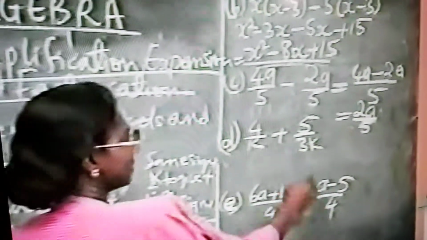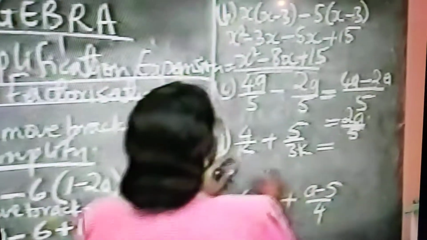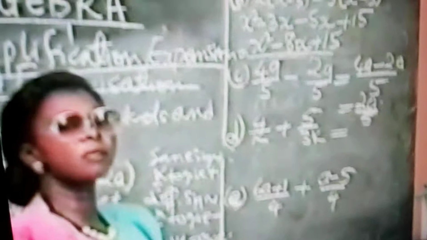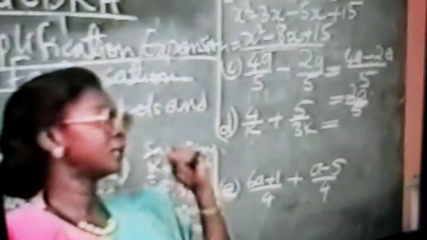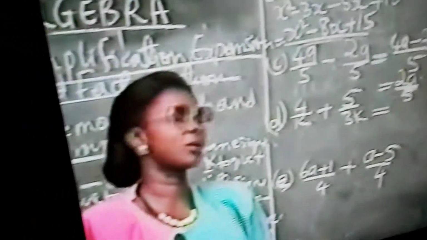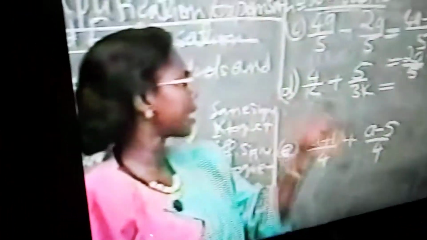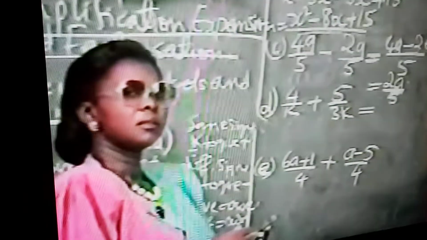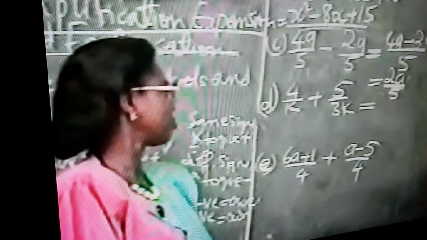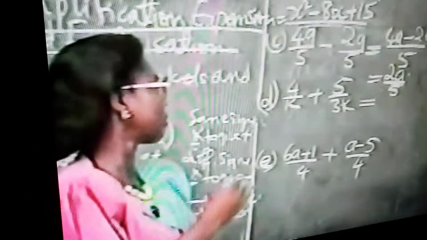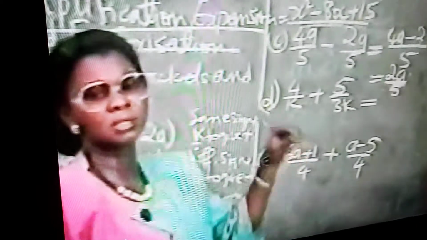Here, the LCM is a bit different because we have k and 3k. So what's the LCM of k and 3k? When you did this in JS1, I'm sure you must have missed out on how to get the LCM. Now you have to go back and revise. When you are given terms and you are supposed to find the LCM, you look at the different letters you have. All letters must be represented, and when you look at the numbers, you make sure all factors are picked.